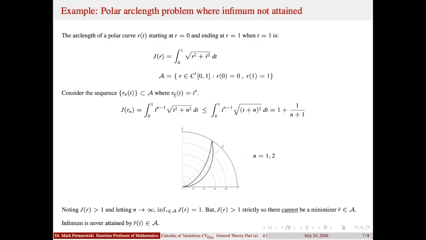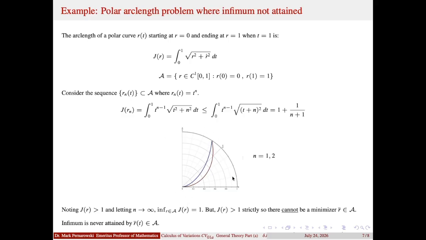We know that if you look at this family of spirals, their arc lengths are all less than or equal to 1 plus 1 over n plus 1. As n gets big, this thing approaches but never actually equals 1. What does that mean? Well, let's see what it looks like on a graph now.